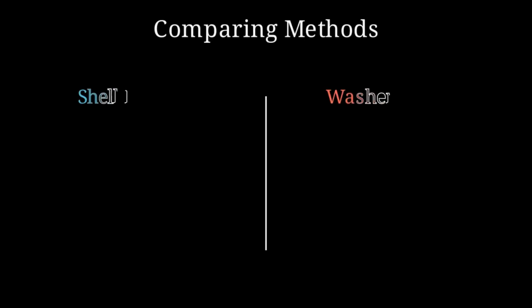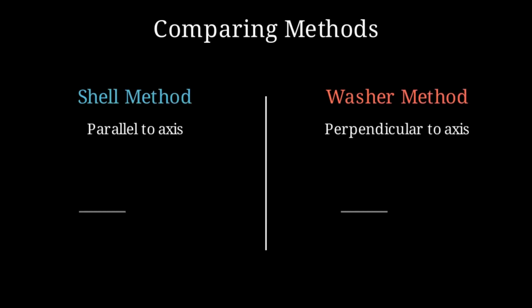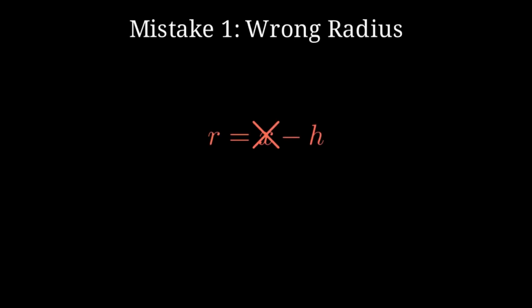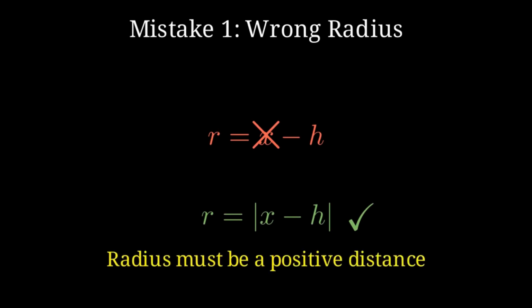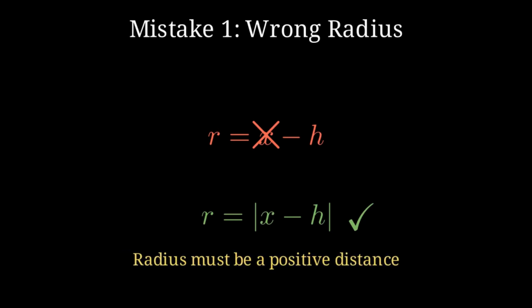How do you choose between methods? The shell method uses slices parallel to the axis of rotation. If your rotation axis is vertical and you want to integrate with respect to x, use shells. If you prefer integrating with respect to y, use washers. The most common mistake is reversing the radius subtraction. If your radius is negative, your final volume will be negative. Always check, is my right value minus my left value positive for every x in my interval?